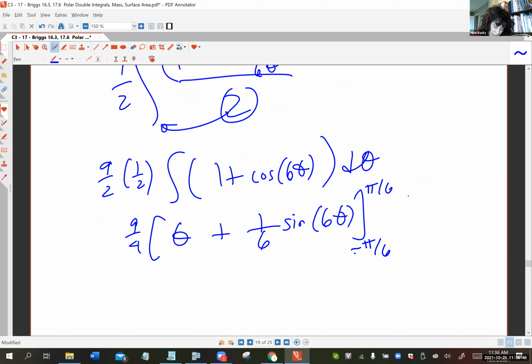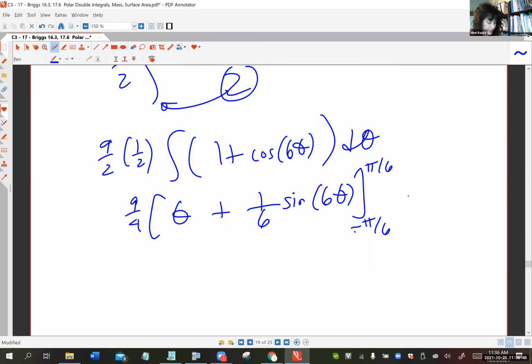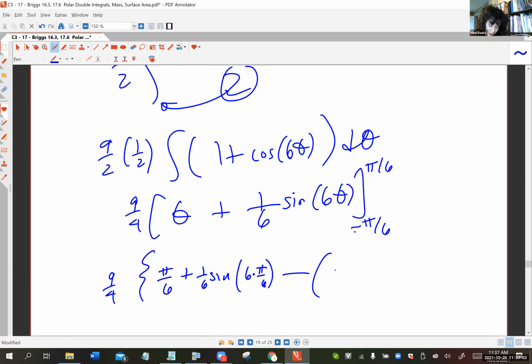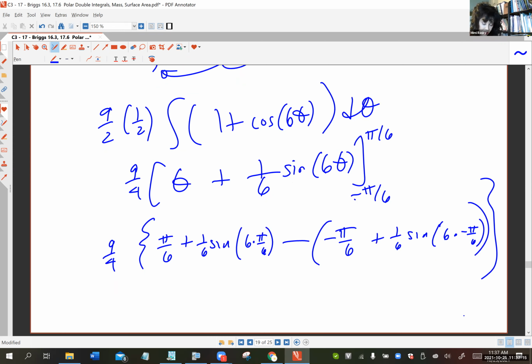And remember, my limits for theta were negative pi/6 to positive pi/6. So you're going to go pi/6 plus 1/6 sine of 6 times pi/6, minus negative pi/6 plus 1/6 sine of 6 times negative pi/6. A lot of braces going on.